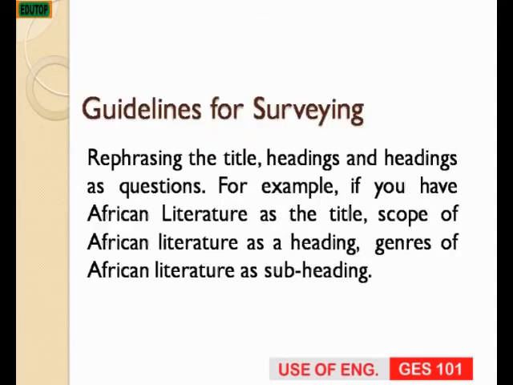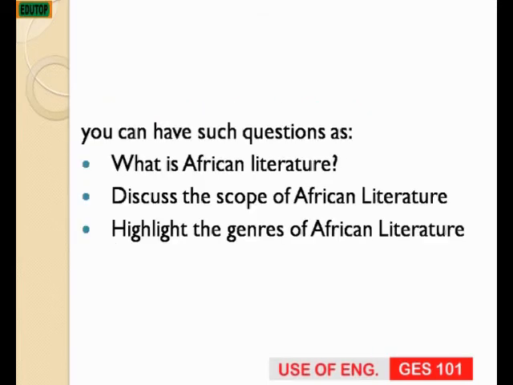Guidelines for surveying. You can rephrase the title or the heading or subheading as questions. For example, if you have a topic like African literature, you can rephrase that topic to be a question. You can come up with a question like, what is African literature? Discuss the scope of African literature. Highlight the genres of African literature, and so on.